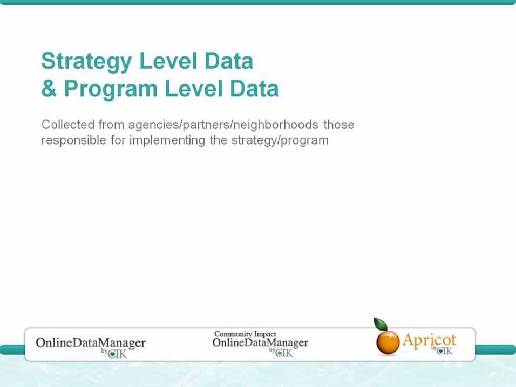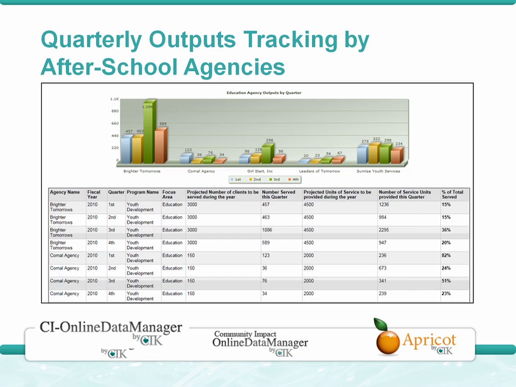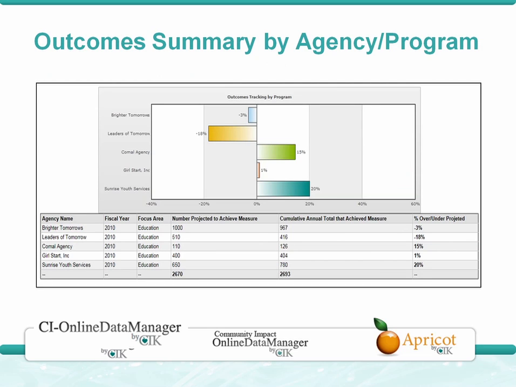So just to summarize, strategy and program level data is collected from agencies, partners, neighborhoods, whoever is responsible for implementing the strategy. Here are some examples. We were talking about community level indicators; now you also have to be able to look at strategy or program level data. Here's an example of tracking after school programs and their outputs, the number of kids in the program and the number of units of service, or their outcomes, how many kids did better, and I'll talk about this in a little while as a more detailed example.